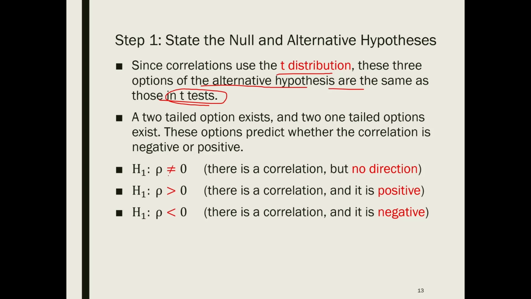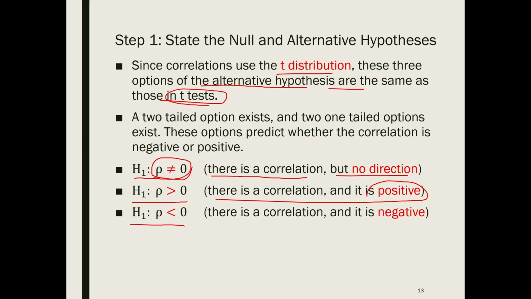The first is that you don't know the direction, but you think there is a significant correlation. So you put the alternative hypothesis as rho is not equal to 0. There is a correlation, but you don't know the direction. Second, you assume there is a significant correlation and you assume it is positive, so you put rho is larger than 0.